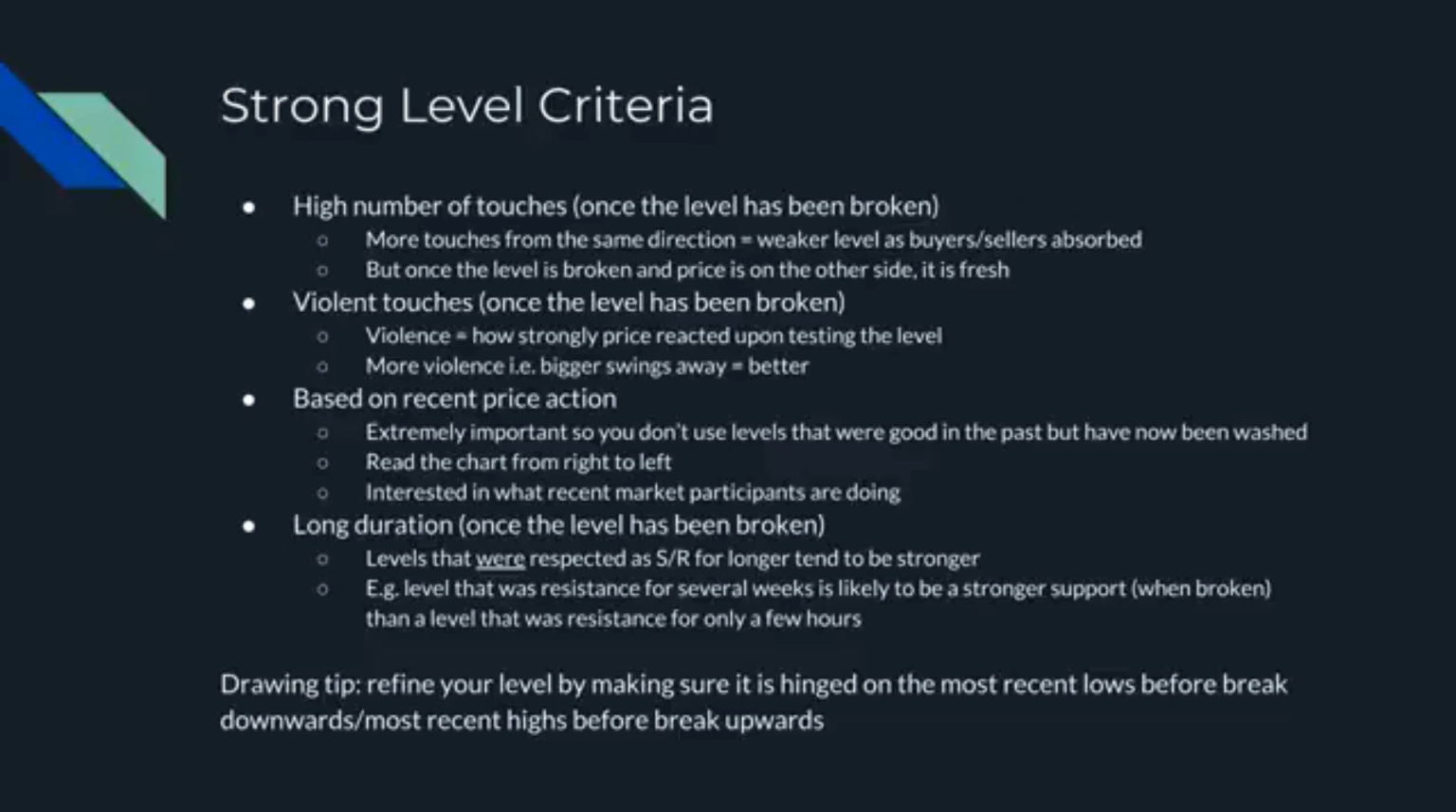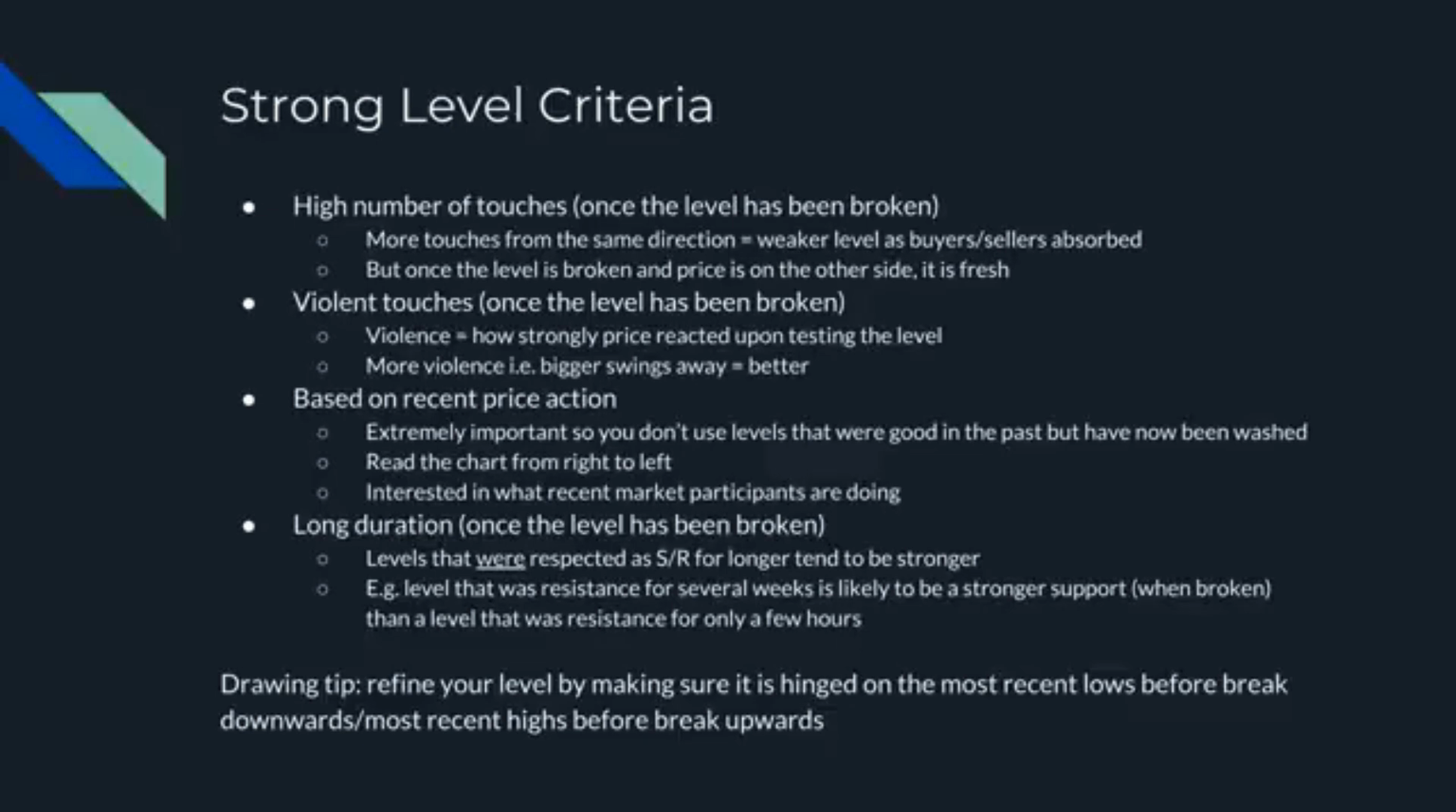Okay? Second category is violent touches. Again, once the level has been broken. Violence is simply how strongly price reacted upon testing the level, and we want evidence that we're going to bank some nice money, get a nice bounce coming out of our level. So we want violence, and we want proof that the market is going to push away from where we bid or where we offer. The third one, and probably the most important one, and the one people get wrong quite a lot as well, is that we want to base our levels on recent price action. Okay?